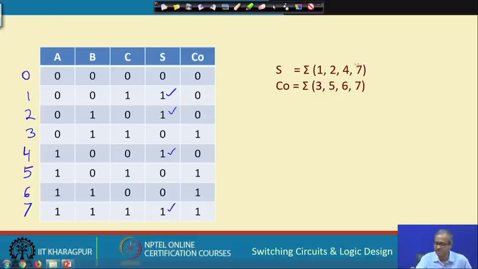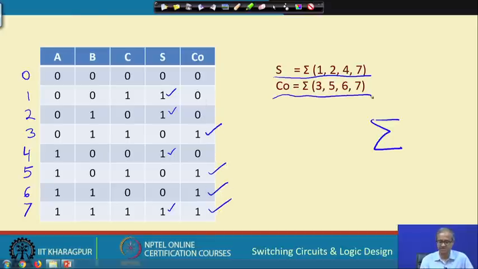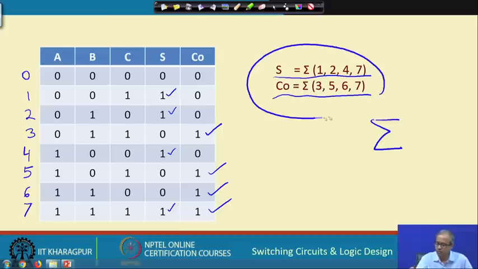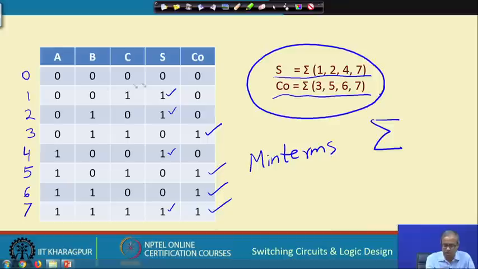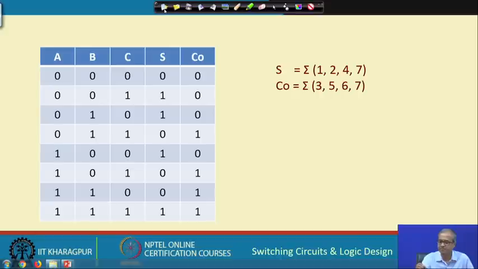So, I write it like this: summation or sigma notation. Sigma means sum: 1, 2, 4, 7. Similarly, carry is 3, 5, 6, 7. So, this is a compact way of representing canonical sum of products. This 1, 2, 4, 7 or 3, 5, 6, 7, they all represent nothing but some minterms of the function. They represent one row of the truth table, right. This is one way in which you can represent it.